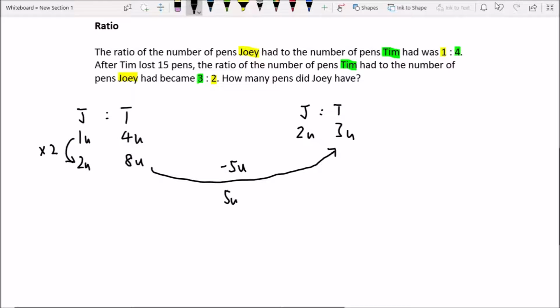So 5 units equals 15. Simply find 1 unit, which is 3. The question asks for Joey's pens. Joey has 2 units. 2 times 3 equals 6, therefore he has 6 pens.